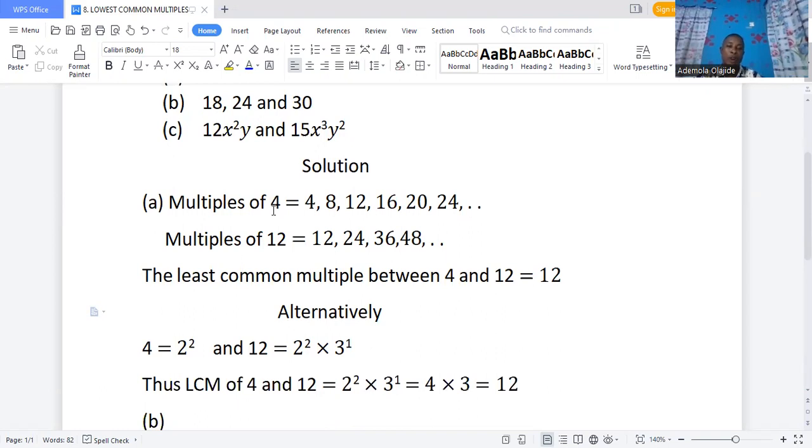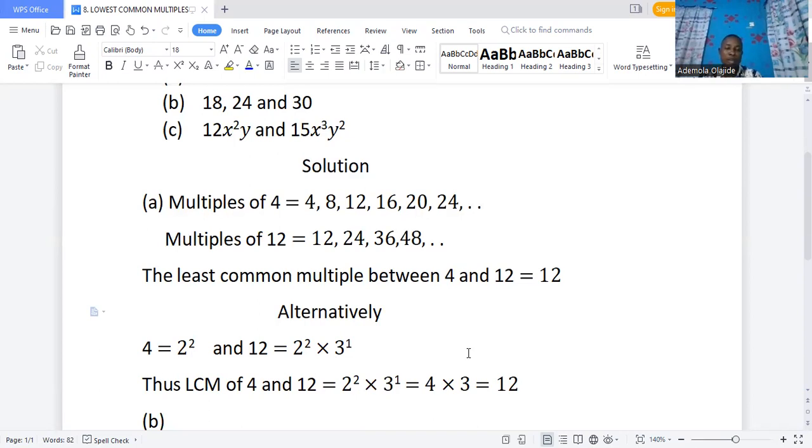This 4 here, you express 4 in index form. We learned how to express in index form in the previous video. You break it down, 2 to the power of 2 is the index form of 4. And for 12, 2 to the power of 2 times 3 to the power of 1 is the index form of 12. For those who are just watching this video, go and watch the previous one. That's where we treated, I think lecture 6, how to express a number in index form.